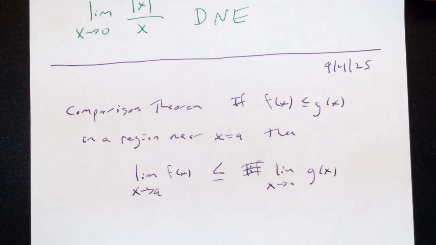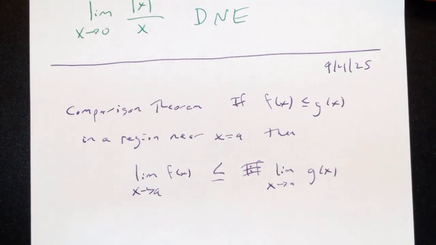If f is always smaller than g near A, well, then that means that if I'm coming from the left, f is smaller than g. If I'm coming from the right, f is smaller than g. As I keep coming in, that inequality is going to stay preserved. Now, this "in a region near A" is a little fuzzy at the moment.